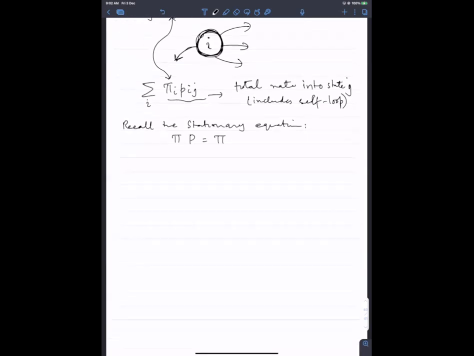So if you look at it, this pi will have these elements, pi 1, pi 2, and so on. You can also start from 0: pi 0, pi 1, pi 2, up to wherever you want to go, multiplied by P, and this should be equal to pi 0, ..., pi i, and so on. So how do you get the ith element here?